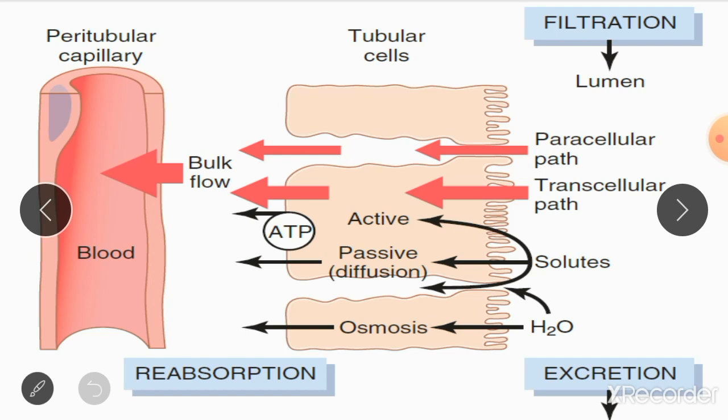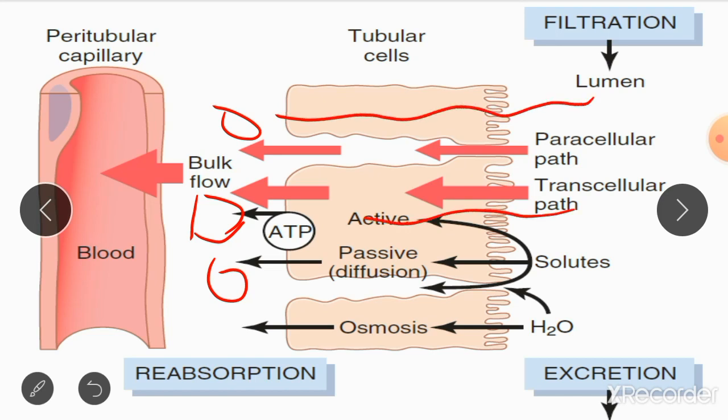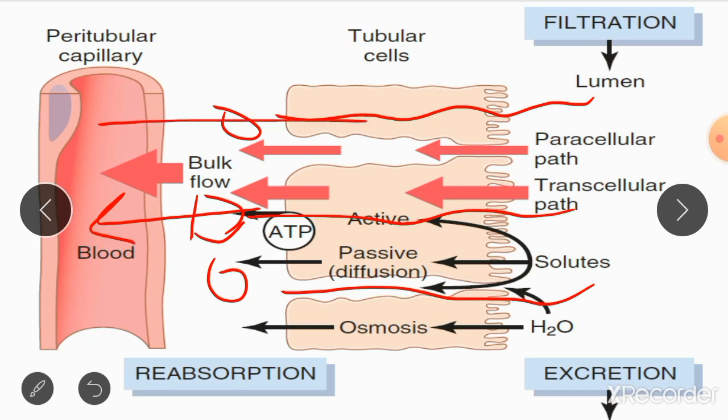Water can also be transported by both these routes, and whenever there is a lot of solute present in the interstitial space, it is going to attract a lot of water from the lumen into the interstitial space, and water is going to move through both these pathways and get reabsorbed into the blood, and it is going to take a lot of solutes with it, and this is known as ultrafiltration or bulk flow.